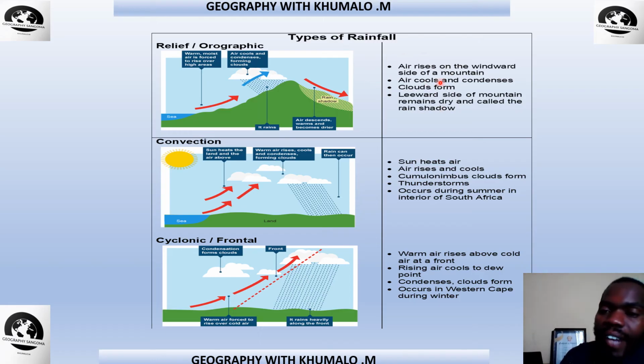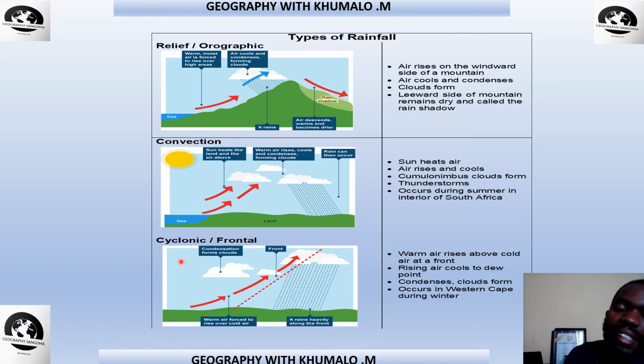Now, air rises on the windward side of the mountain, air cools and condenses, clouds form, and the leeward side of the mountain remains dry and cold, the rain shadow. Then we've got convectional rainfall: sun heats air, air rises and cools, cumulonimbus clouds form, thunderstorms occur during summer in the interior of South Africa. So those are the characteristics of these three types of rainfall.